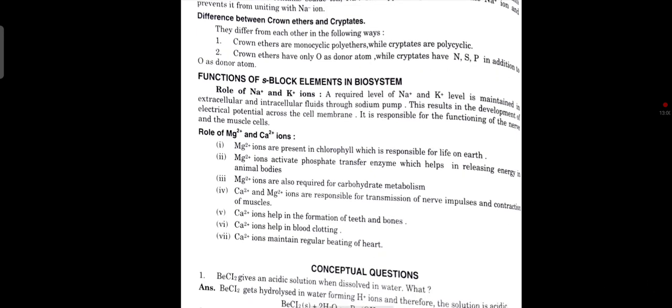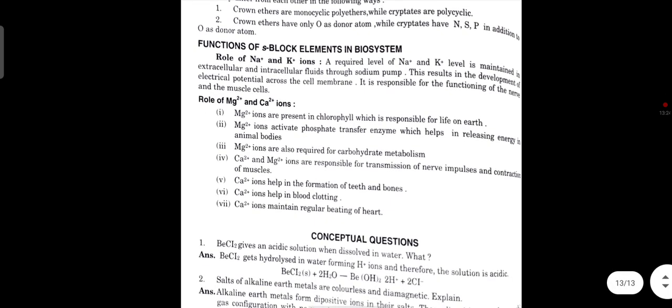Functions of s-block elements. Role of potassium and sodium. A required level of sodium and potassium is maintained in the extracellular and intracellular fluid through the sodium pump. This results in the development of electrical potential across the cell membrane. It is responsible for the functioning of nerve and muscle cells.